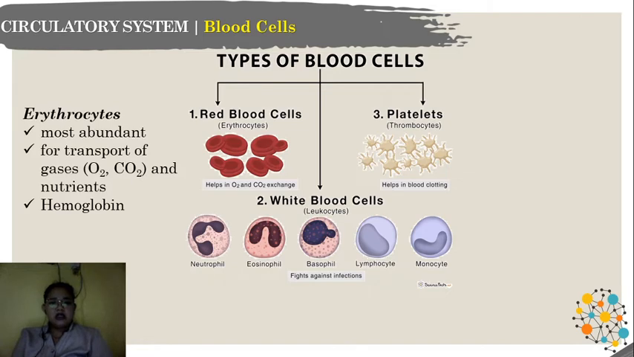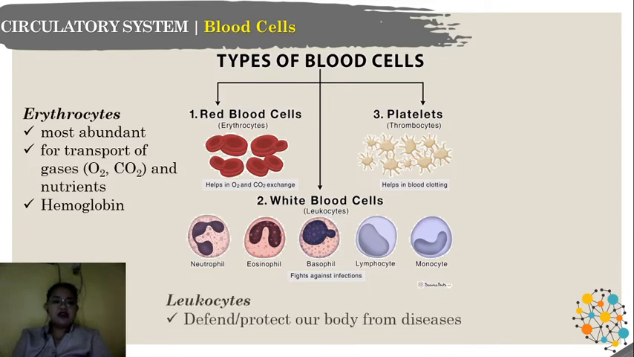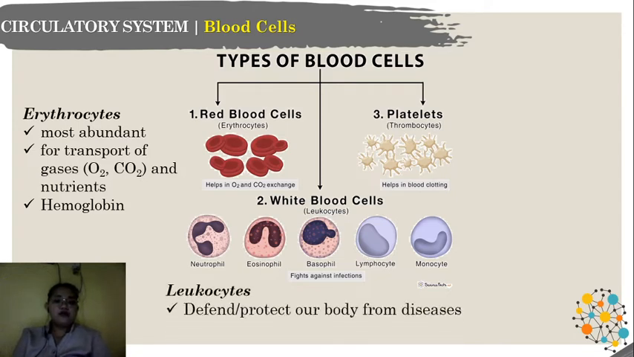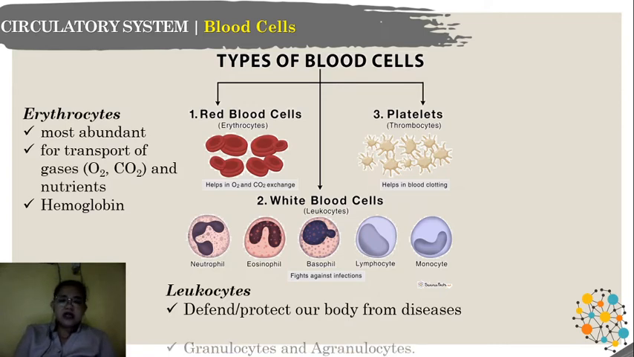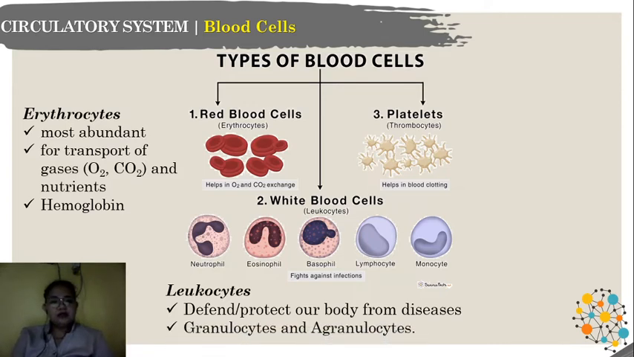Okay. Next, white blood cells, or yung tinatawag nating leukocytes. So these are the type of blood cells wherein the main function is to fight against infection. So mainly, ang function niya is to defend or to protect our body from diseases. Okay, so may dalawa tayong klase ng leukocytes or WBC.